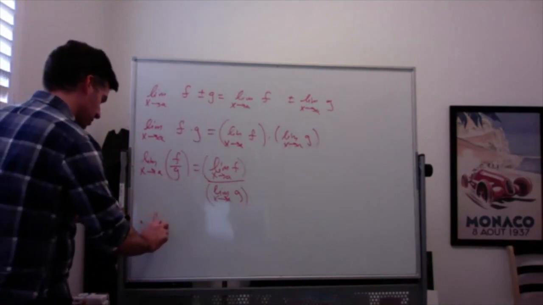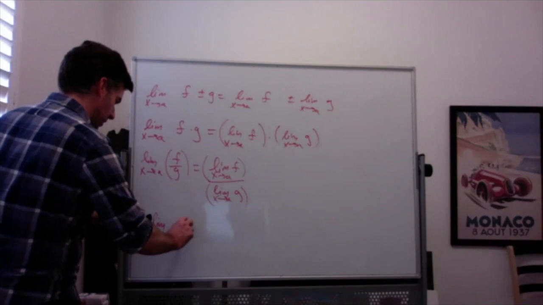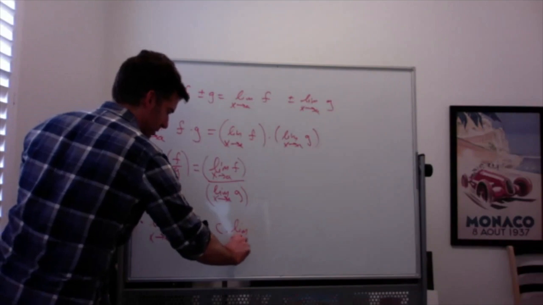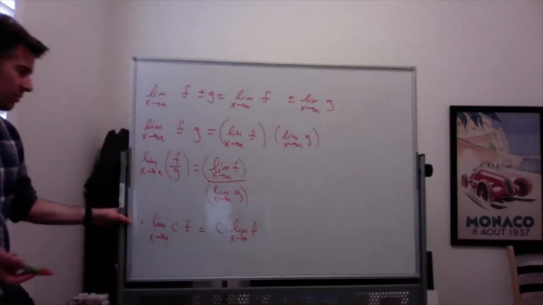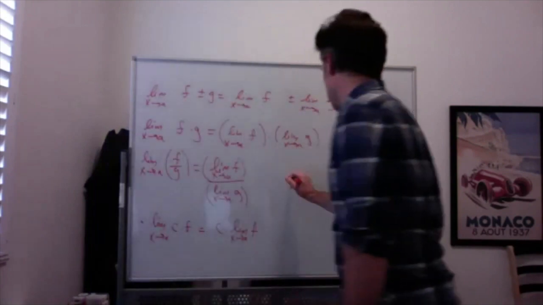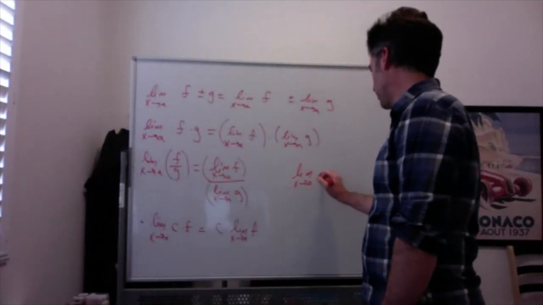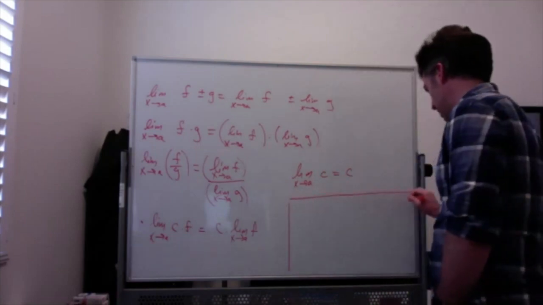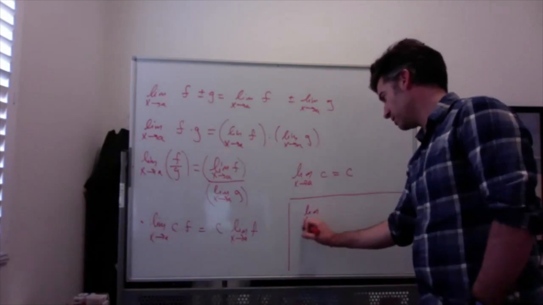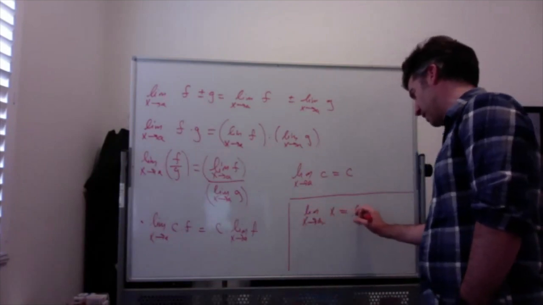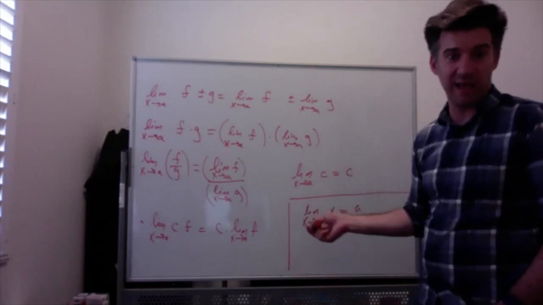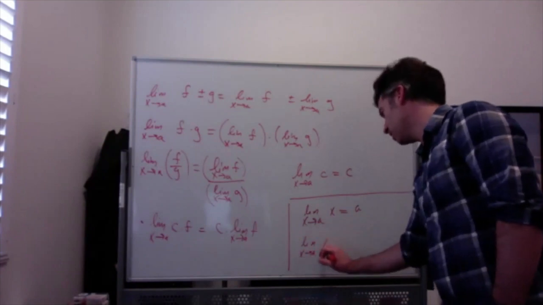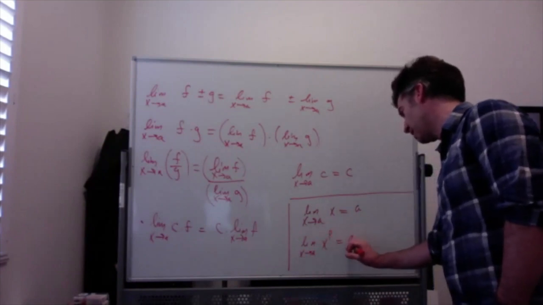If you have a limit as x approaches a of a constant times f, you can pull that constant out in front. It's the constant times the limit as x approaches a of f. And then the limit as x approaches a of a constant is equal to the constant. A couple more rules, just two really that I want to say. The limit as x approaches a of x is equal to a, basically meaning you can plug in a for x and get a. And the limit as x approaches a of x to a power is a to that power.